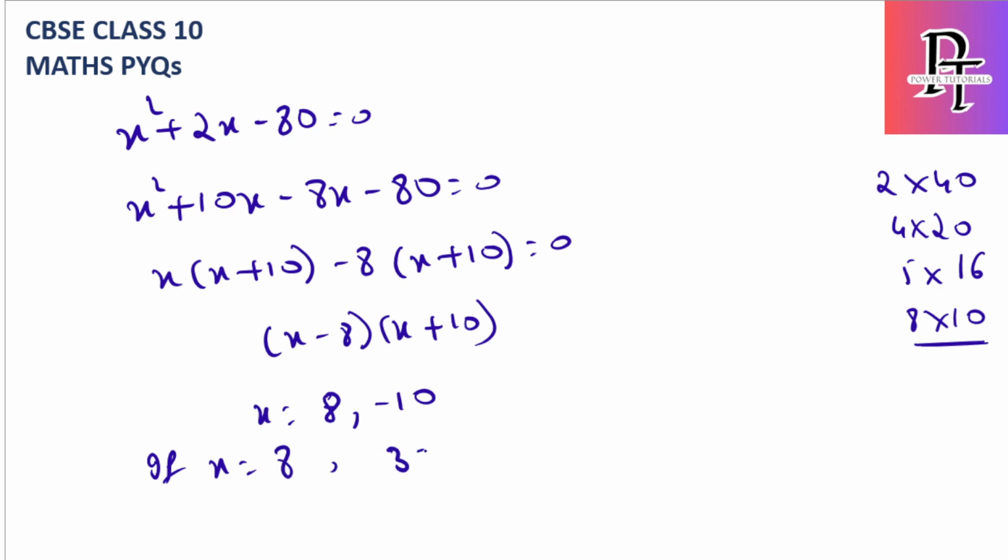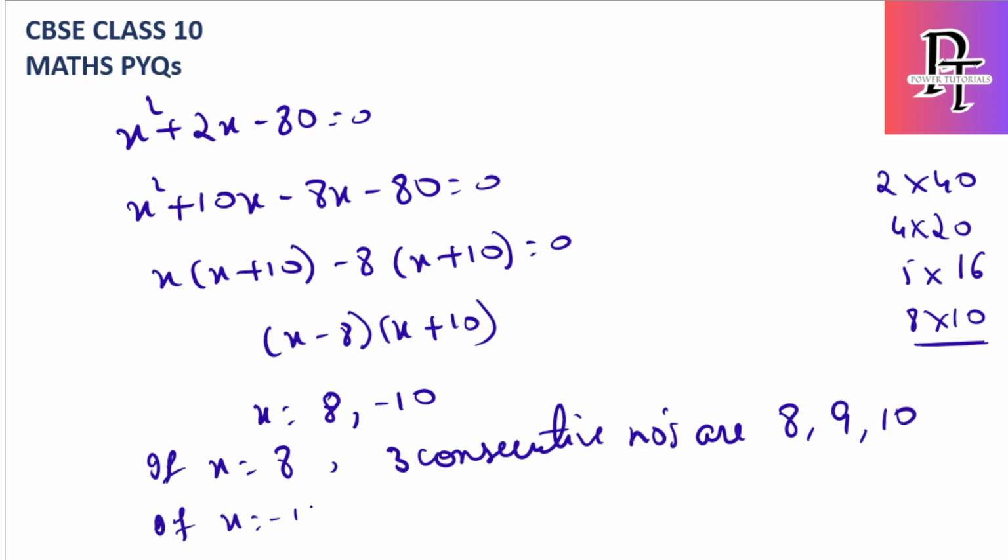3 consecutive numbers are 8, 9 and 10. The second case, if x is equal to minus 10, the answer should also be correct, because the 3 consecutive numbers now will be minus 10, minus 9 and minus 8. Okay, you can also cross verify if you want.